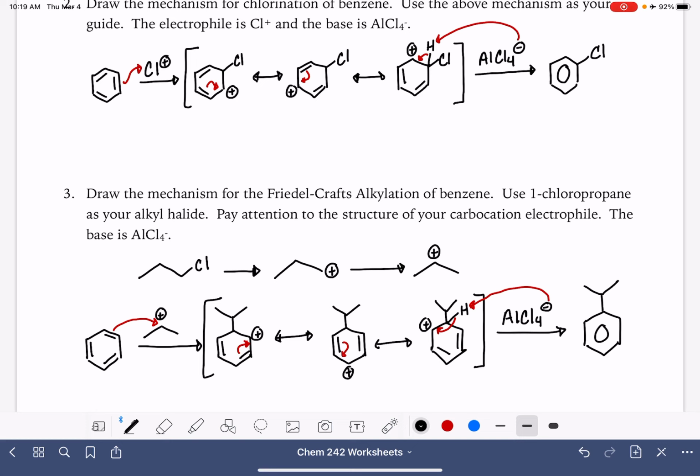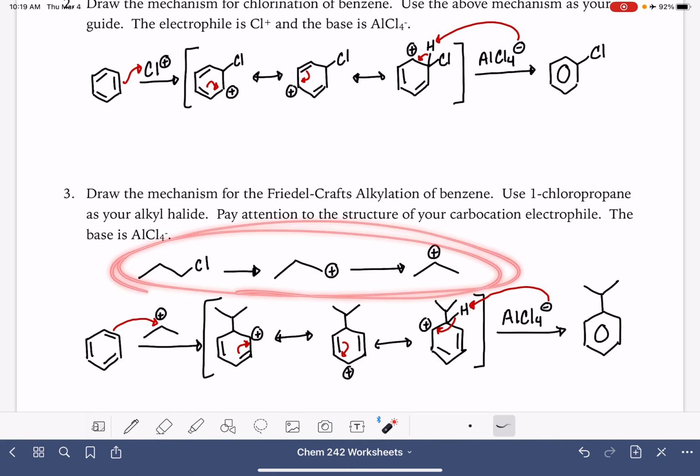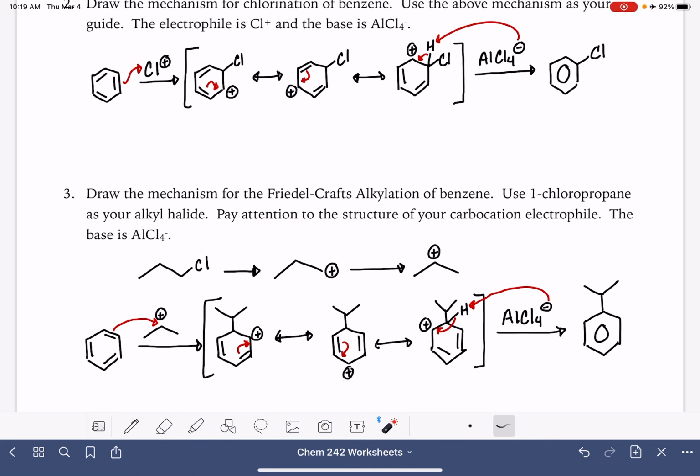You have to be really careful with the Friedel-Crafts alkylation reaction with the rearrangement of the carbocation. It's one really tricky part of the problem. It's really easy to forget to do that, so make sure you're always paying attention to that.